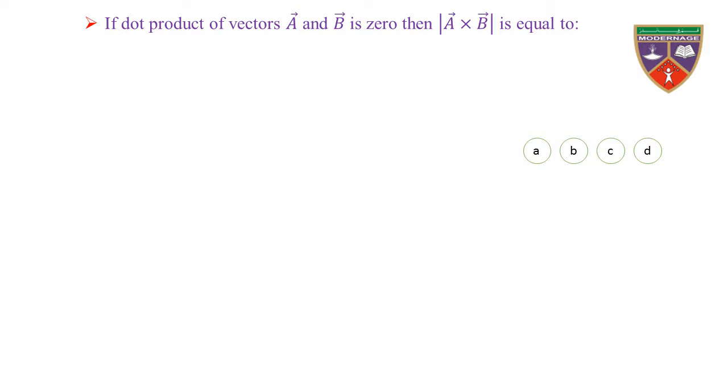If dot product of vectors A and B is 0, then the magnitude of cross product is equal to: option A, AB sin theta; B, AB cos theta; C, AB; D, 0. The key is AB. Therefore, correct option is C.